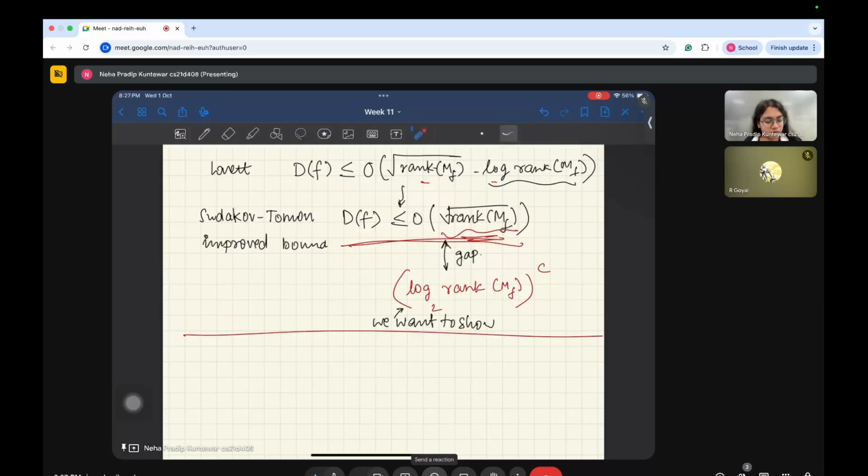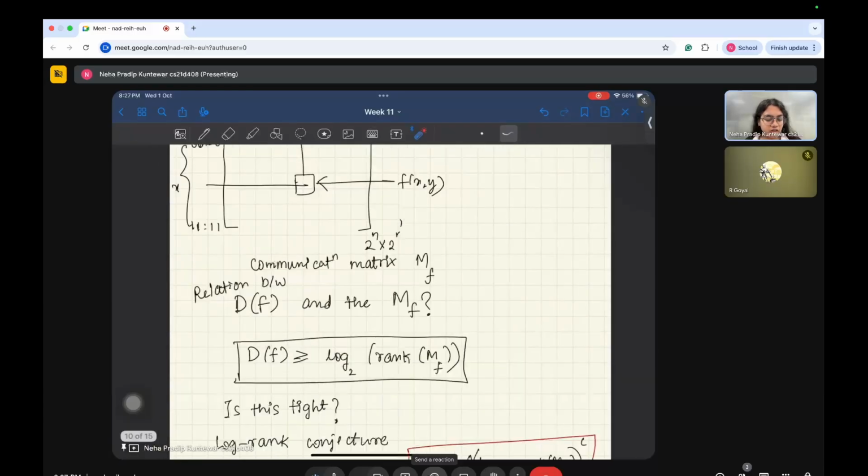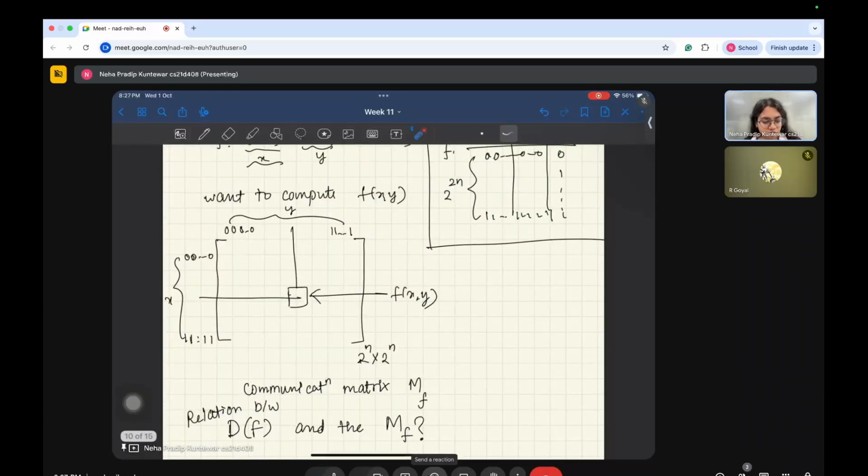Yeah, but actually you need not communicate rank, because both Alice and Bob know this function f of x, y, right? They know the function, therefore they know the entire matrix, and therefore they can compute the rank locally. They don't need to share anything. Okay, this is the situation I understood. Yeah, thanks.